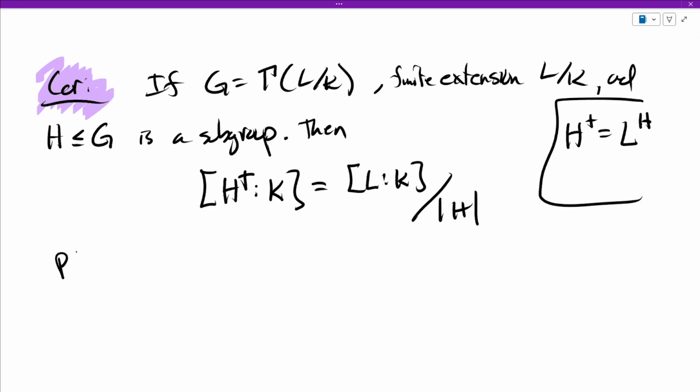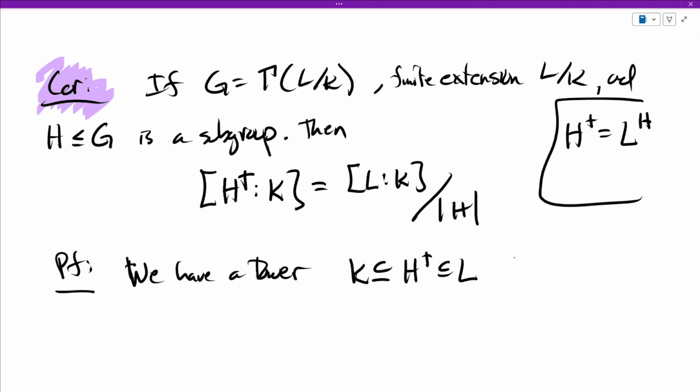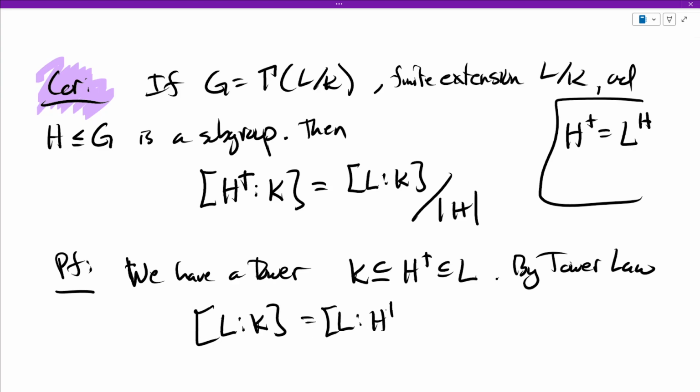All right, the proof is going to be easy. We have a tower, K contained in the fixed field, contained in L. By the tower law, the degree of L over K is equal to the degree of L over the fixed field times the degree of the fixed field over K.